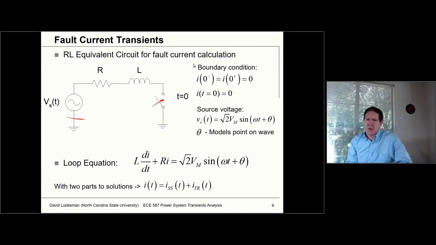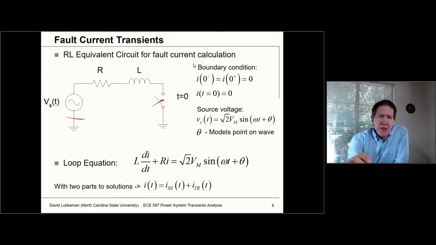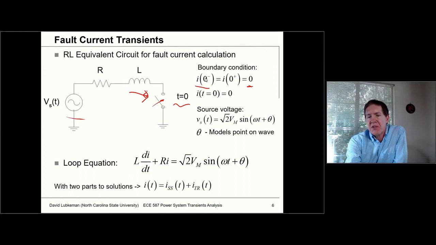And when I solve my differential equations, I'm going to be assuming that the switching action occurs at time equal to 0. And so the boundary conditions for this would be that right before the fault occurs, I have no current. So we say that i at 0 minus, right before the fault occurs, is equal to 0. And then right after that switch closes, we know that the current going through this inductor cannot change instantaneously. So what this means is that the current at 0 minus, right before the switch operates, is equal to the current right after the switch closes, which are both equal to 0.